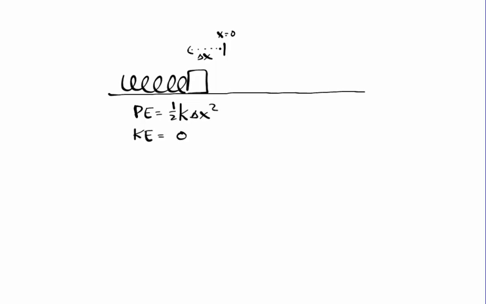Now let's say I let it go, and this thing fires off and it's racing along. Now what would be important here is you would have to know whether or not this is a frictionless surface. If it's a frictionless surface, then energy is conserved.